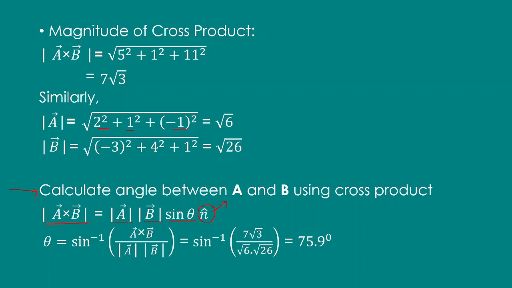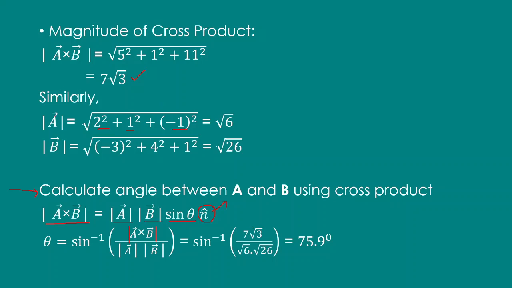So when we divide both sides by the magnitude of a vector and the magnitude of b vector, we get theta equals sine inverse of the modulus of a cross b vector. So we are not dividing the vector, but the magnitude of the vector cross product, by the magnitude of a vector times the magnitude of b vector. For the magnitude of a cross b vector, we have 7 root 3. That's what I have here.